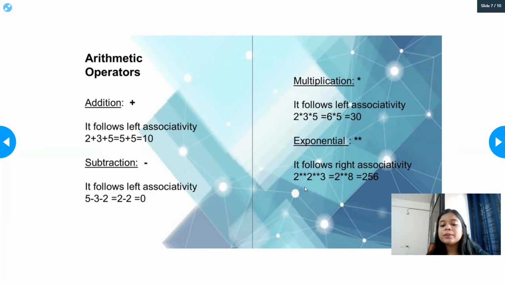So basically 2 double star 2 double star 3 means 2 to the power 2 to the power 3. Now for this to happen, to solve, first we have to solve the 2 to the power 3 part. Okay, we cannot directly go and solve the 2 to the power 2 part. We have to solve the 2 to the power 3 part, and then 2 to the power 3 is 8. So now we got 2 to the power 8, which is 256. So this is the one and only arithmetic operator which follows right associativity.